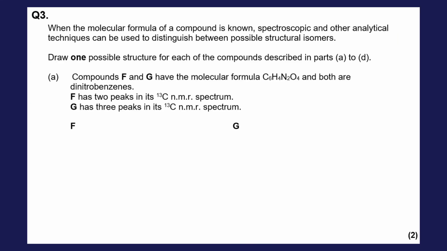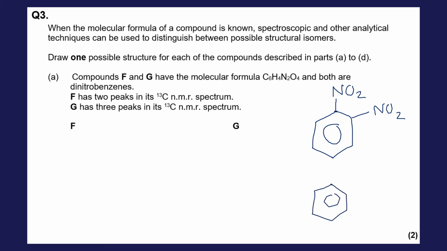Okay, one last question then. It looks complicated because there's a lot of writing here. Draw one possible structure for each. So compounds F and G have the molecular formula C6H4N2O4 and both are dinitrobenzenes, right? What do we mean by dinitrobenzene? Well, benzene looks like this. Dinitro means that there are two NO2 groups. So this would be an example of dinitrobenzene. When you think about it, there aren't many possible scenarios. There's 1,2, there's 1,3, or there's 1,4. There's only actually 3 possible structures for this.